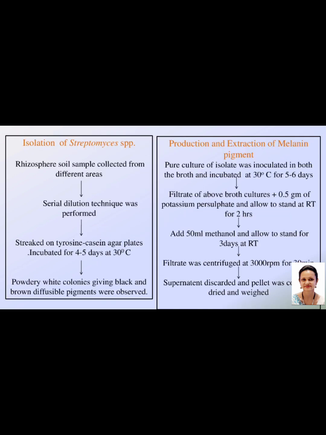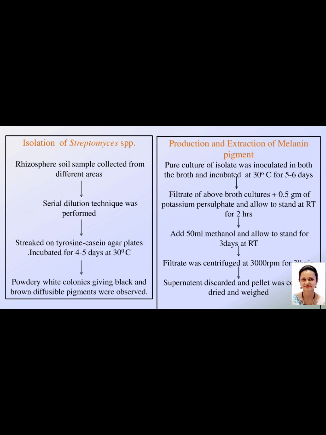Now the next step shows the isolation of the Streptomyces species and the production and extraction of the melanin pigment. For the isolation, rhizosphere soil samples were collected from different areas, then the serial dilution technique was performed and streaked on a tyrosine casein agar plate as well as a peptone agar plate. They were incubated for 4 to 5 days at 30 degrees centigrade. The result shows powdery white colonies giving a black-brown diffusible pigment.